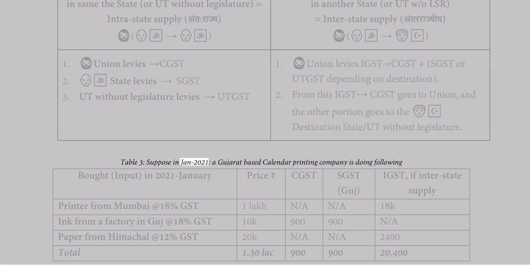Table 3: Suppose in January 2021, a Gujarat-based calendar printing company bought inputs at January 2021 prices, with CGST, SGST in Gujarat and IGST if interstate supply. Printer from Mumbai at 18% GST, 1 lakh, IGST 18K. Ink from a factory in Gujarat at 18% GST, 10K, CGST and SGST 900 each. Paper from Himachal at 12% GST, 20K, IGST 2,400. Total 1.30 lakh, with 900, 900 and 20,400.